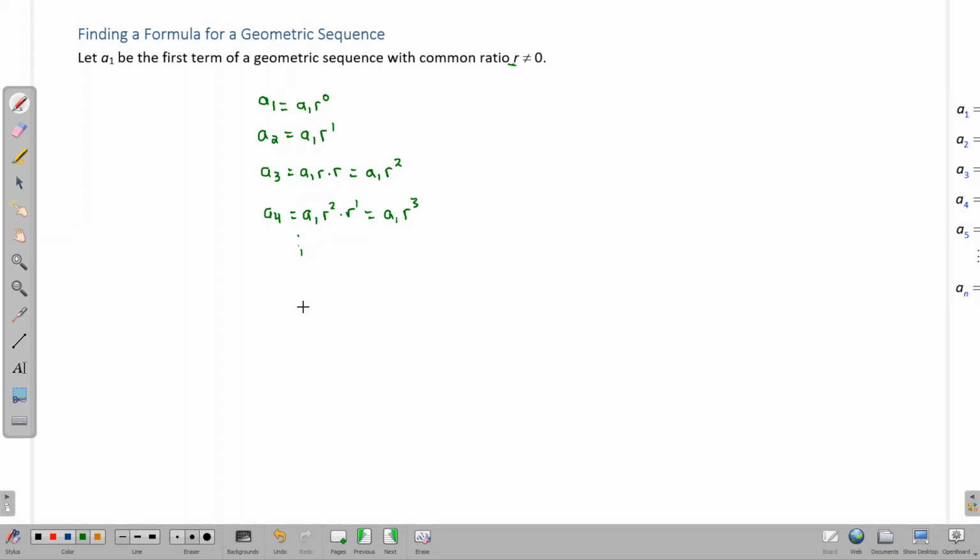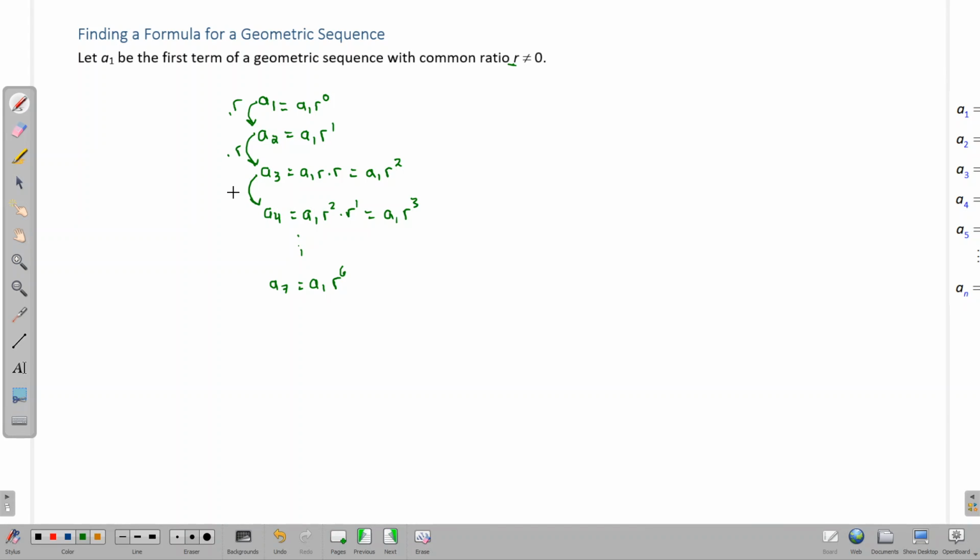So if I wanted to go down to the, let's say, the 7th term, skip down to the 7th term. Well, this is going to start with A1, and then it's going to have R to a power, and notice the power is always 1 less than the index. So in this case, it would be the 6th power. Where that's coming from is because as we move through the sequence, we just keep multiplying by R.